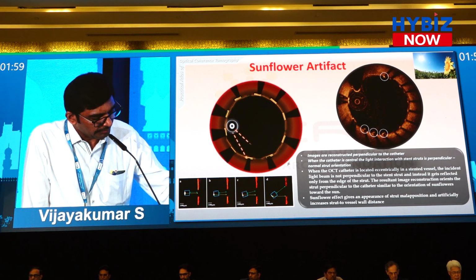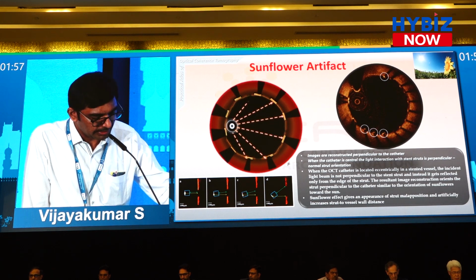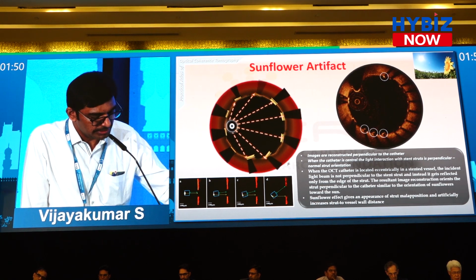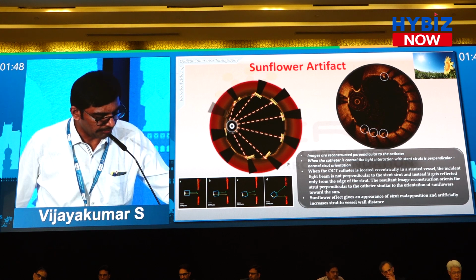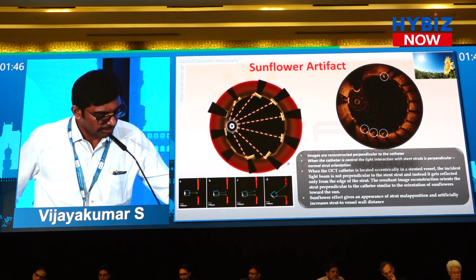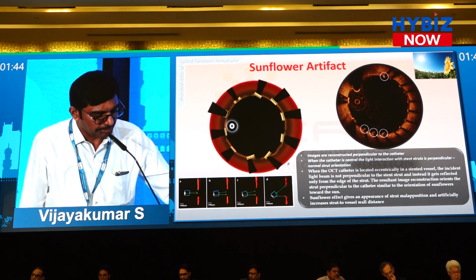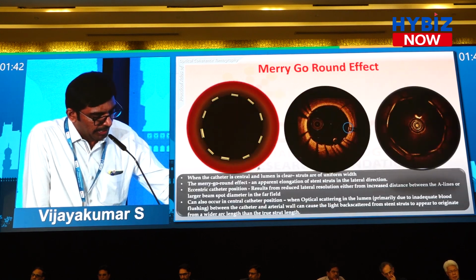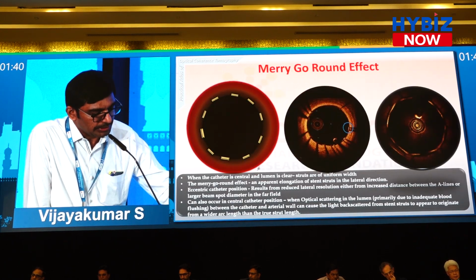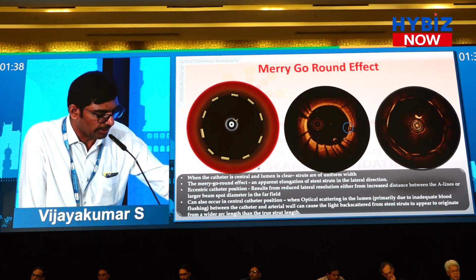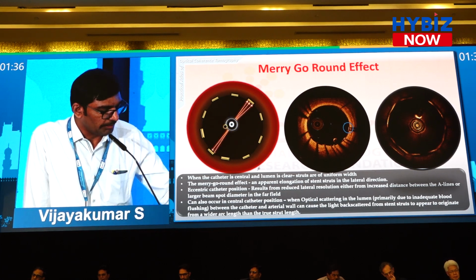Instead, they get reflected from the edges of the stent. The resulting images are reconstructed, orienting perpendicular to the catheter, similar to the orientation of the sunflower towards the sun. This sunflower effect gives the appearance of stent malapposition that artificially increases the apposition distance between the stent cells and the vessel wall. The next artifact is the merry-go-round effect.